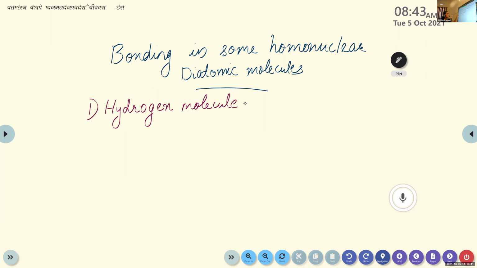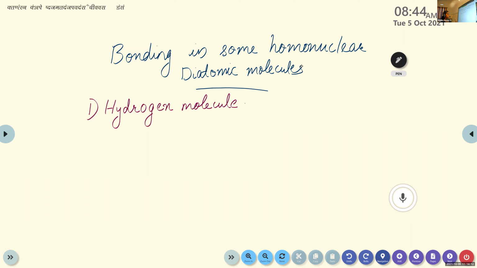So here the title itself, bonding in some homonuclear diatomic molecule. Homonuclear means same atoms combined together to form a molecule. In the formation of a molecule, same atoms combined together or different atoms combined together, right? If two hydrogen atoms combined together, it is considered as homonuclear because same atoms. Then H2O, that's also an example for a molecule, but in the case of water molecule, different atoms combined together, right? Hydrogen and oxygen.